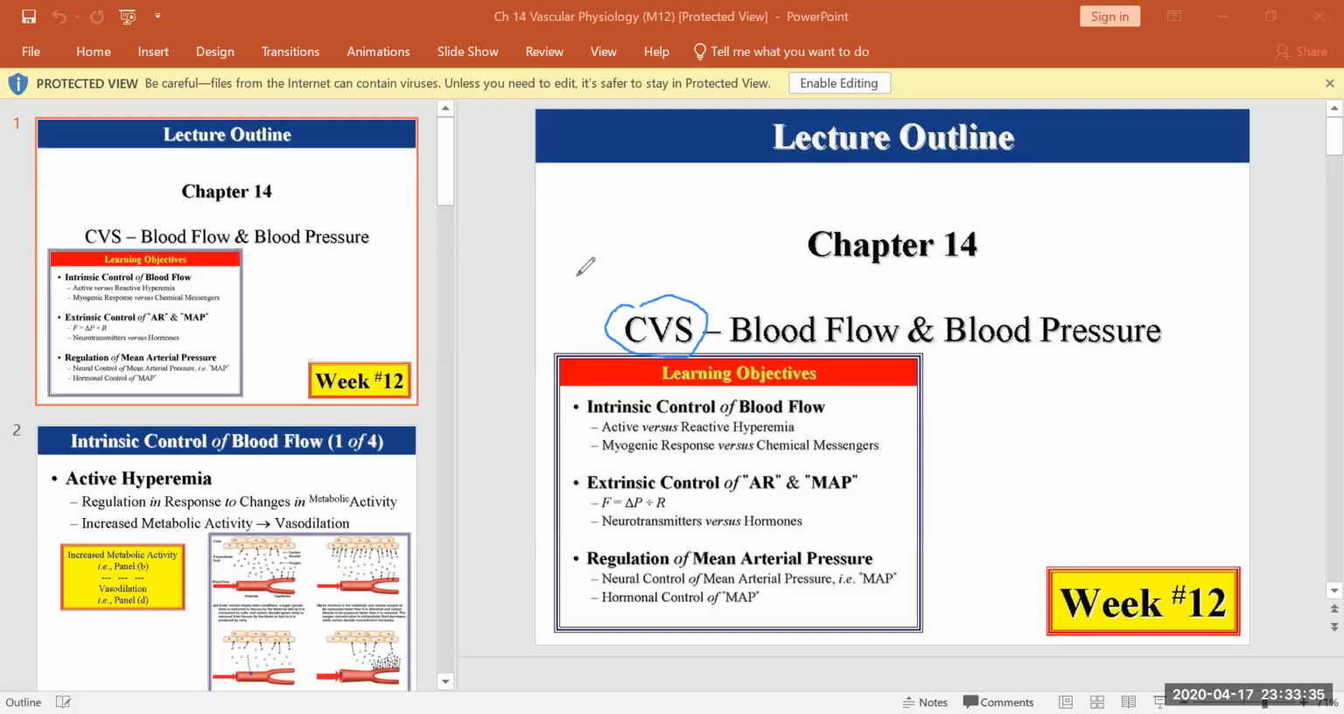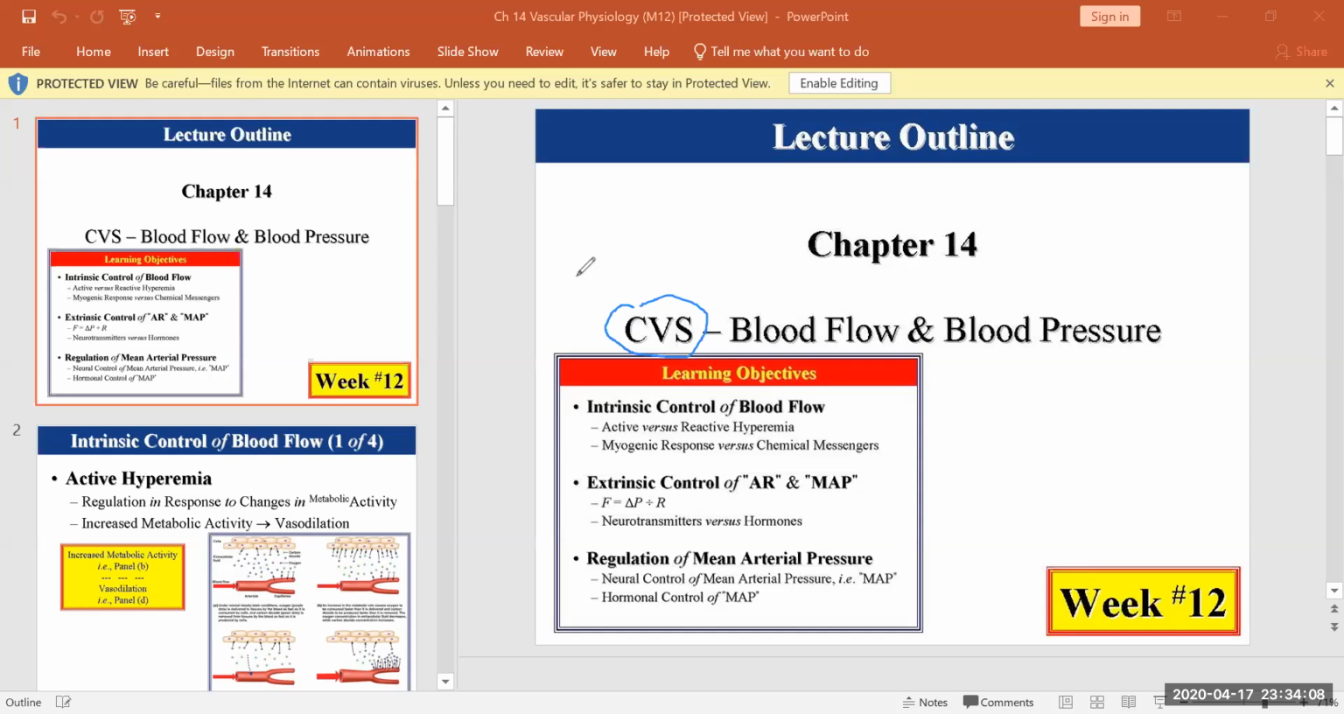So with that said, the learning objective is to try to understand three pillars here. So first is blood flow: what are the factors affecting blood flow? There are factors that are part of the cardiovascular system, for example, part of the blood vessels. So we call that intrinsic control mechanism. Intrinsic means it's part of the something.